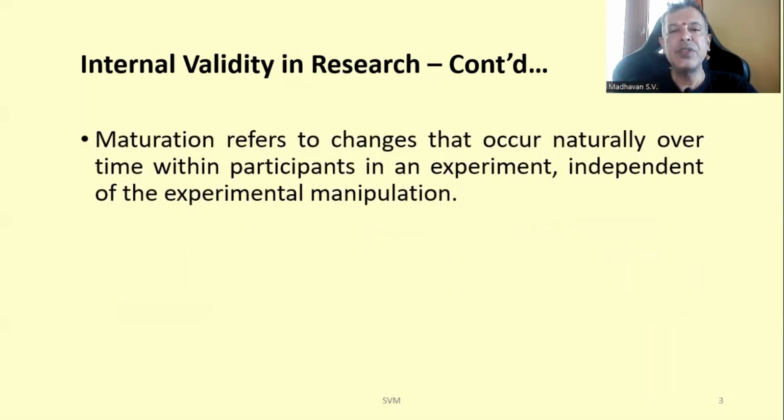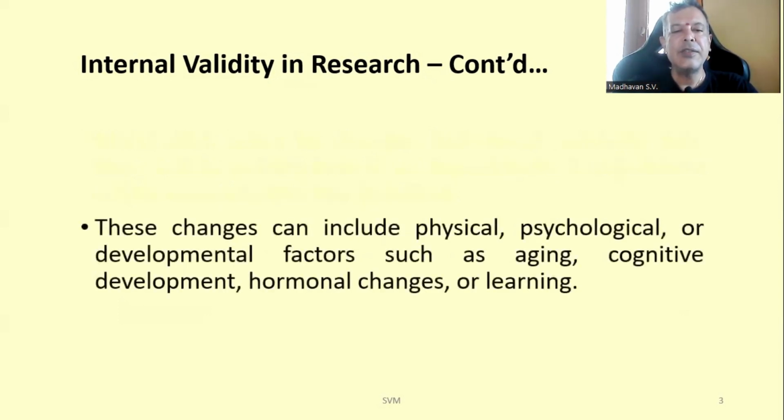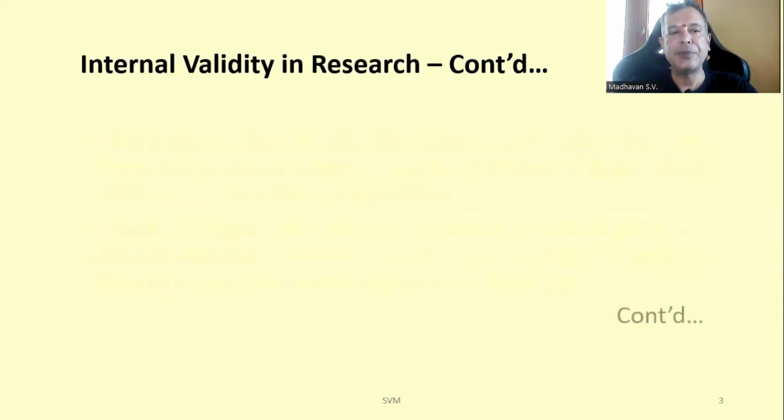Maturation refers to changes that occur naturally over time within participants in an experiment, independent of the experimental manipulation. These changes can be physical, psychological, or developmental factors such as aging, cognitive development, hormonal changes, or learning. So these all can affect the results.